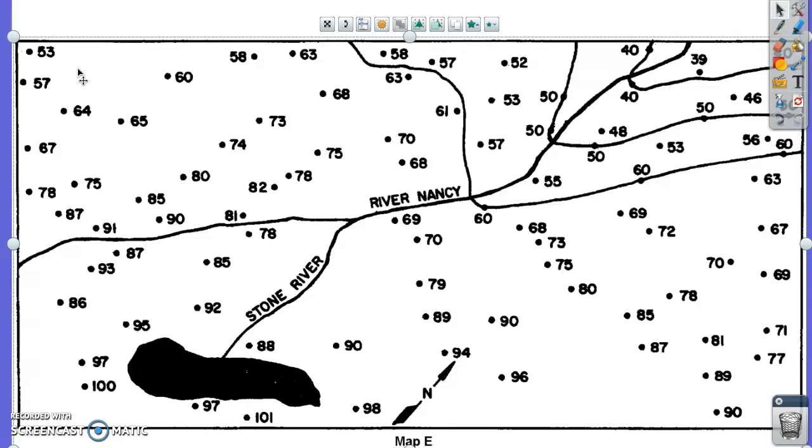And speaking of mountains high enough, rivers low enough, that happened to be what we have right here. We're going to talk about drawing contour maps.